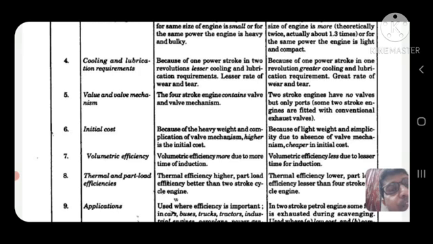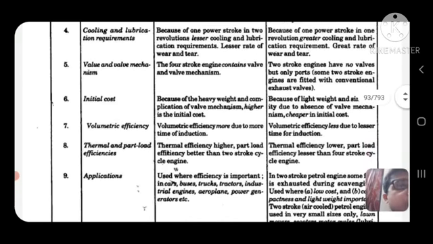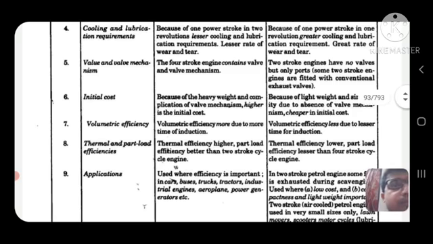Cooling and lubrication required. Because of 1 power stroke in 2 revolutions, lesser cooling and lubrication requirement, lesser rates of wear and tear. Because of 1 power stroke in 1 revolution, greater cooling and lubrication requirement, greater rate of wear and tear.